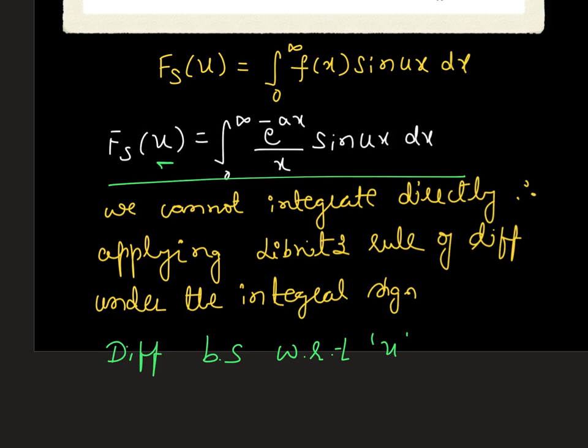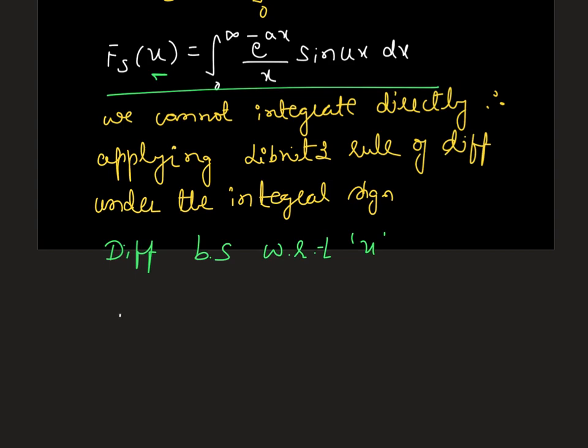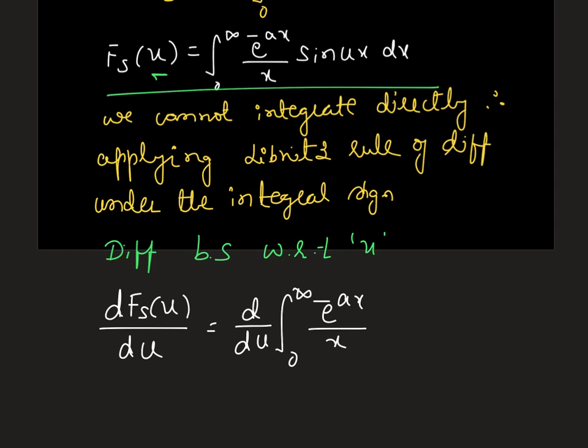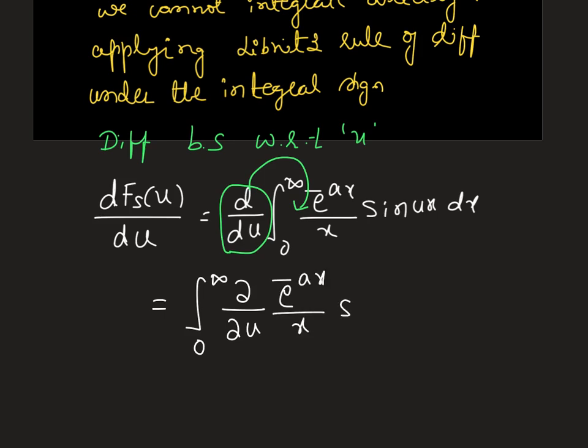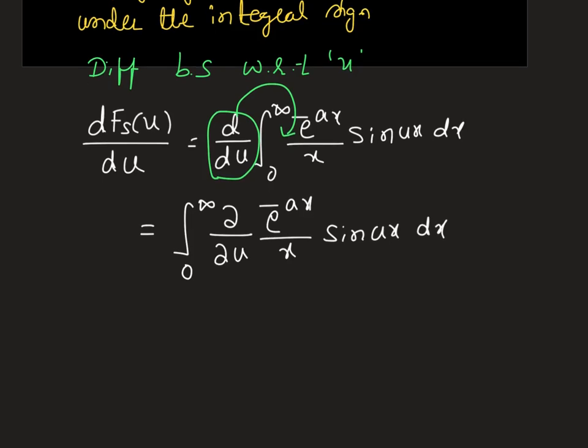So if you differentiate both the sides with respect to u, left side what we get is dFs of u by du. Right side d by du integral 0 to infinity e power minus ax by x sine ux dx. Now, left side we keep this as it is. Right side, this ordinary derivative d by du under the integral sign becomes partial derivative. So how it will be? Integral 0 to infinity dou by dou u, then e power minus ax by x sine ux. If it is a partial derivative, you need not apply any product rule, because in only one term u is present, that only we have to concentrate on.